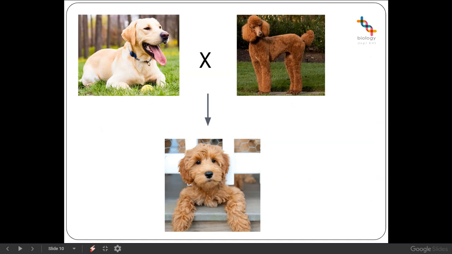So, for example, taking a Labrador, taking a Poodle, and breeding these together to produce a Labradoodle would be what we'd be looking to do. And often what we can then do is we would keep these parent populations available to us in order to continually breed our new offspring.